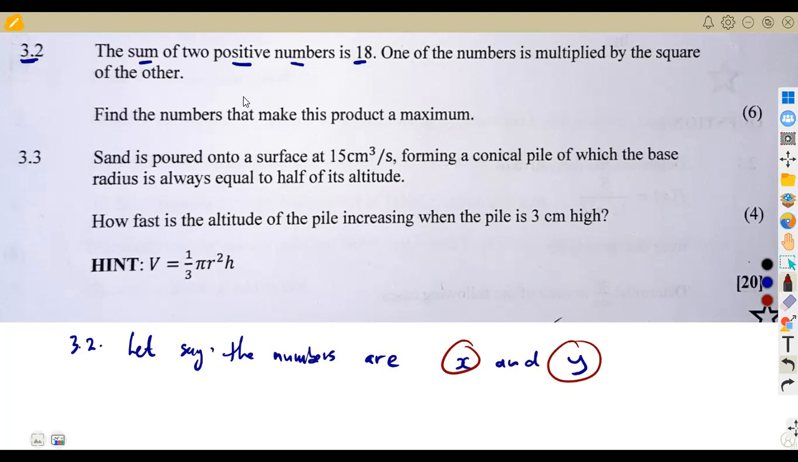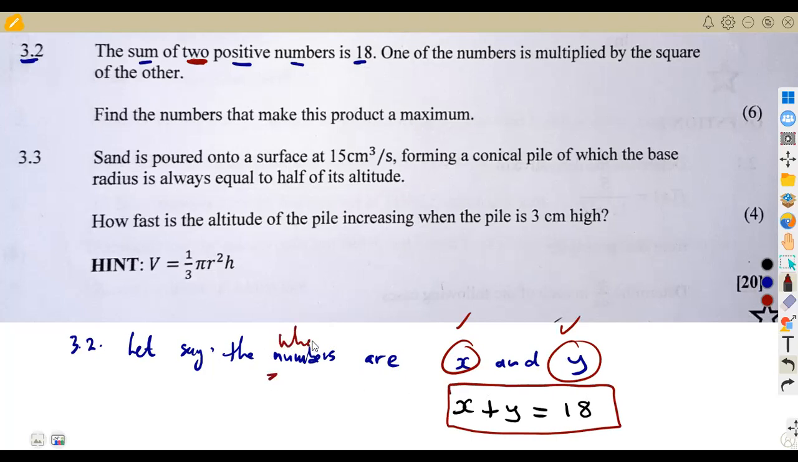We do not know these numbers. So they are saying the sum of two positive whole numbers is 18. Meaning if I add these two whole numbers, I'm supposed to obtain 18: x plus y is supposed to give us 18. That is the statement they are saying, whereby x and y are representing the whole numbers. So we say let these whole numbers be x and y, then we add according to the condition that you're given.